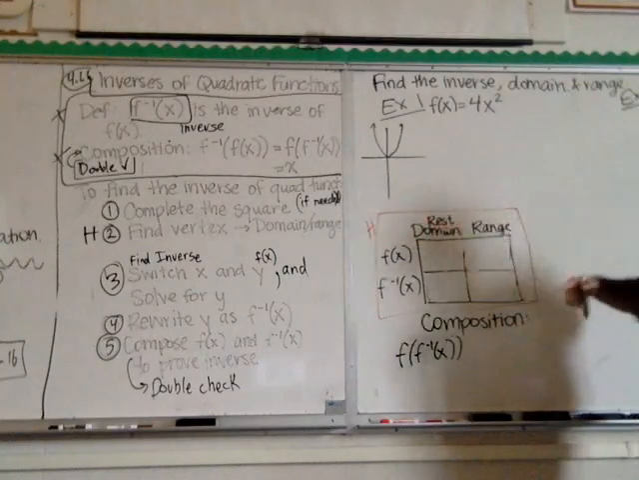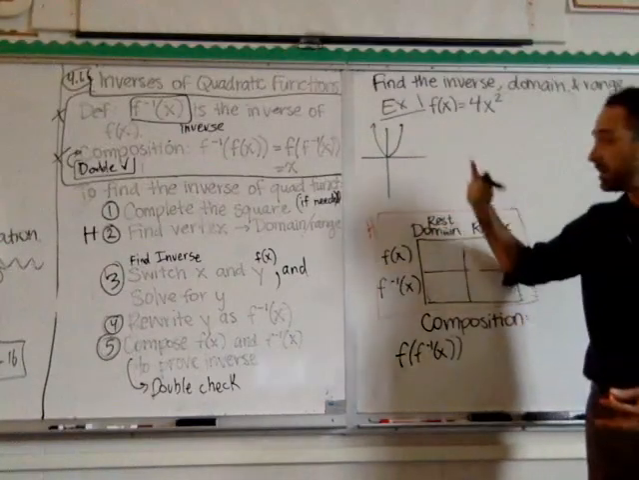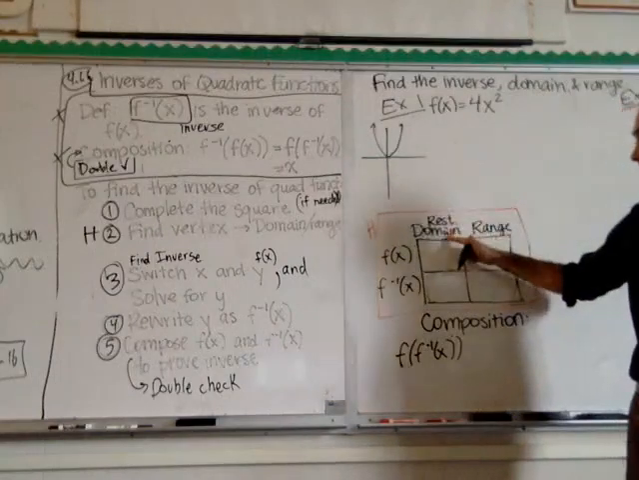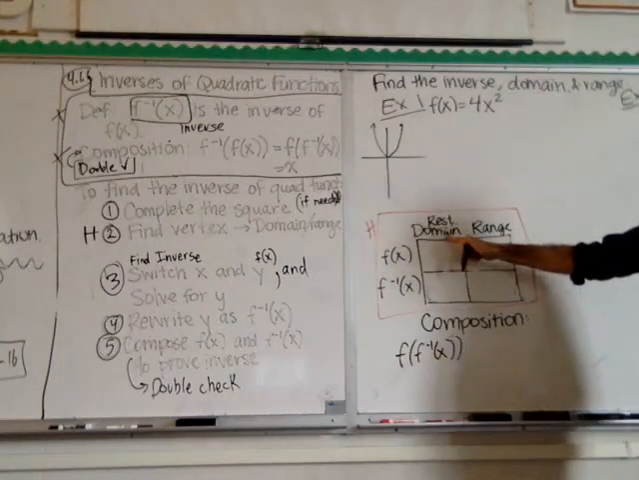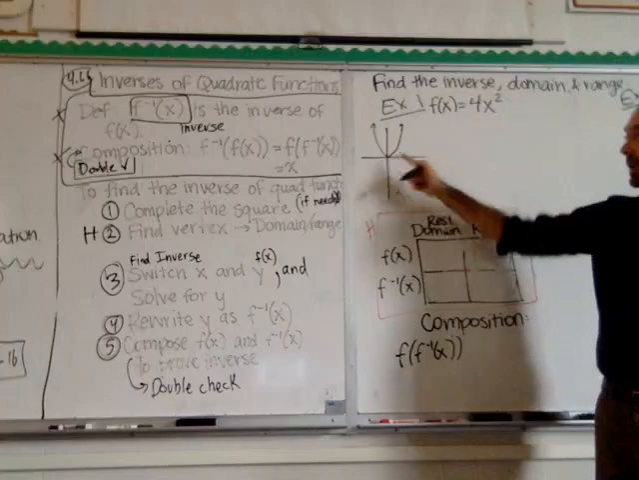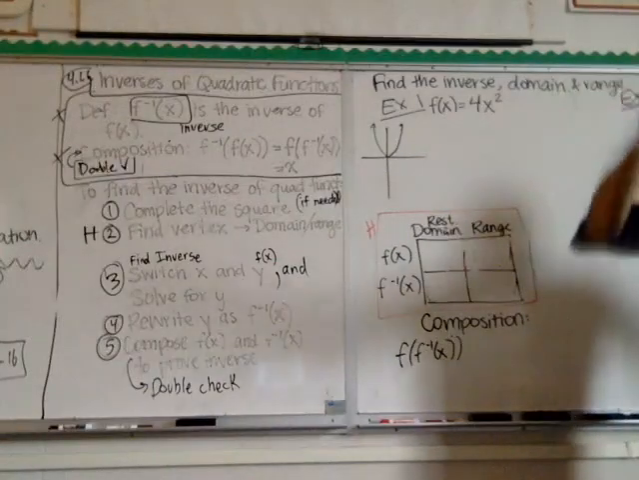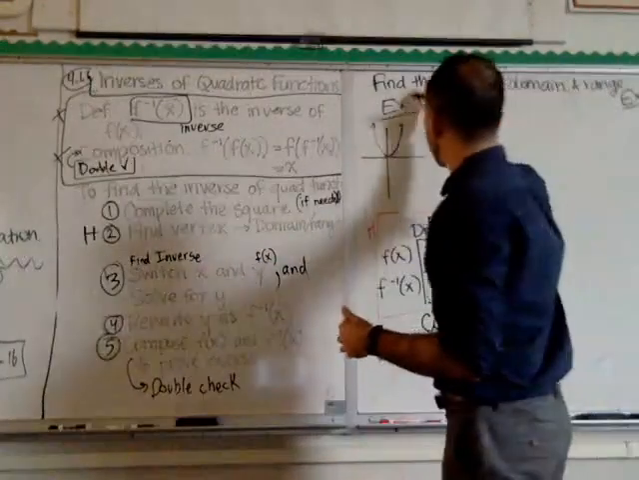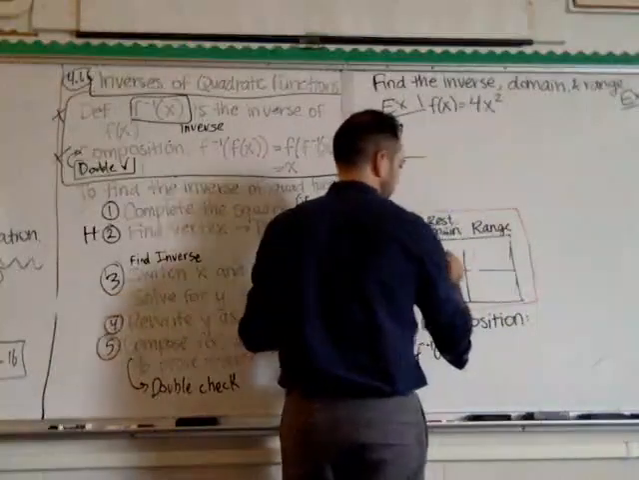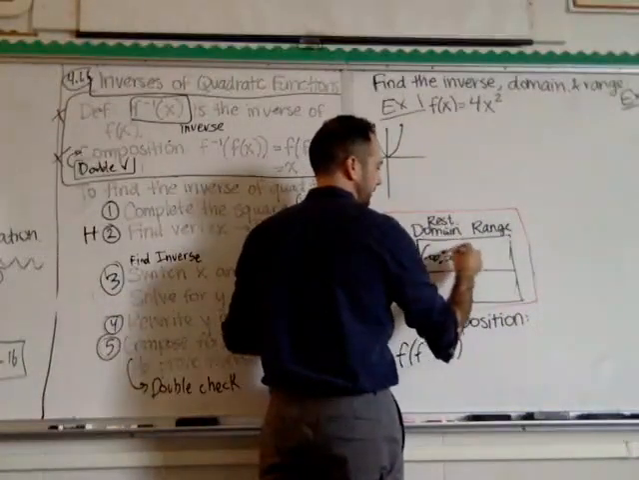So if I'm just filling this in for those watching with honors, I know the domain is talking about the x values. So the domain of my function, it goes up and out forever, right? It goes up, but it's also going out. So the domain of this is negative infinity to positive infinity.